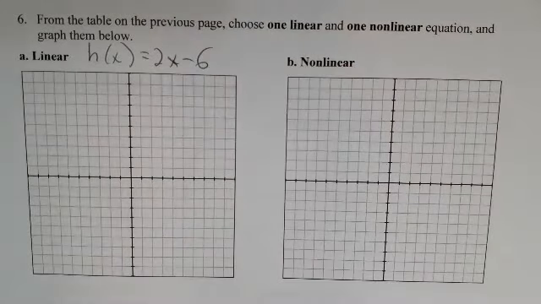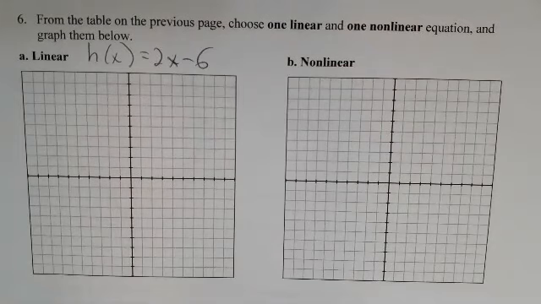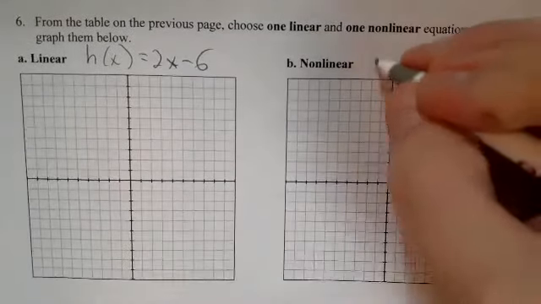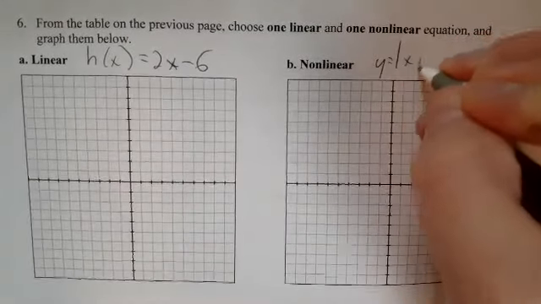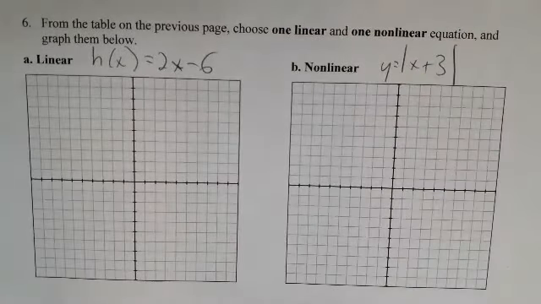I'm going to graph this one, though. I've already graphed the pi. The y is pi, right? I've already graphed that. So let's do the linear, and for the nonlinear, I think I chose that first one on there. Y equals the absolute value of x plus 3.